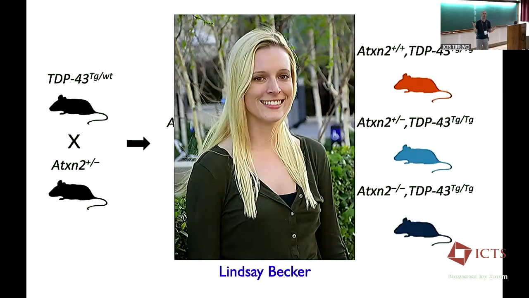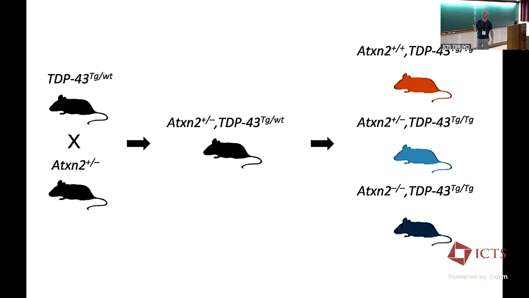She's now a postdoctoral fellow with Cliff Brangwyn at Princeton University. And what Lindsay did was she took mice that were engineered to express TDP-43 throughout the nervous system. These mice get aggregates in the nervous system, and they die very early. And then she knocked out ataxin 2, crossed those mice, and looked at mice that had 2, 1, or 0 copies of ataxin 2.